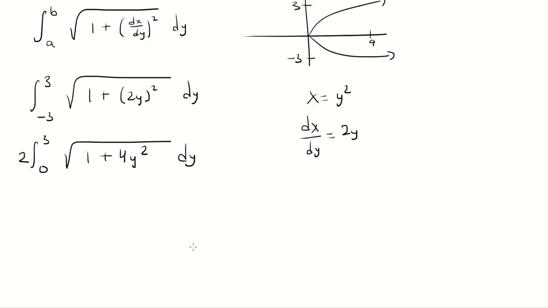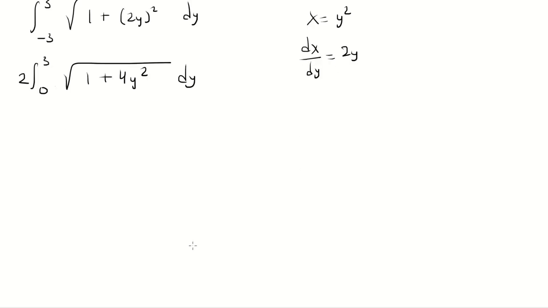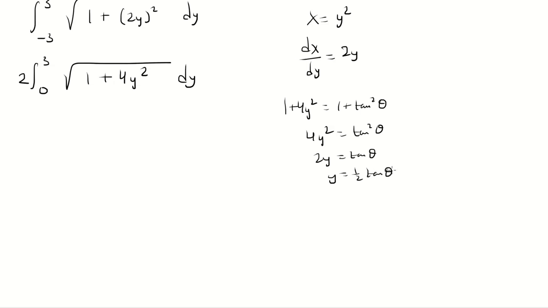From here, we want to do a u substitution. Basically, we want the inside to be 1 plus tangent squared. So, we want 1 plus 4y squared to be 1 plus tangent squared, because 1 plus tangent squared is secant squared, and then take the square root of that as secant. So this means 4y squared is tangent squared. Take the square root of both sides, and we get y is 1/2 tangent. So that's going to be the substitution that we do.